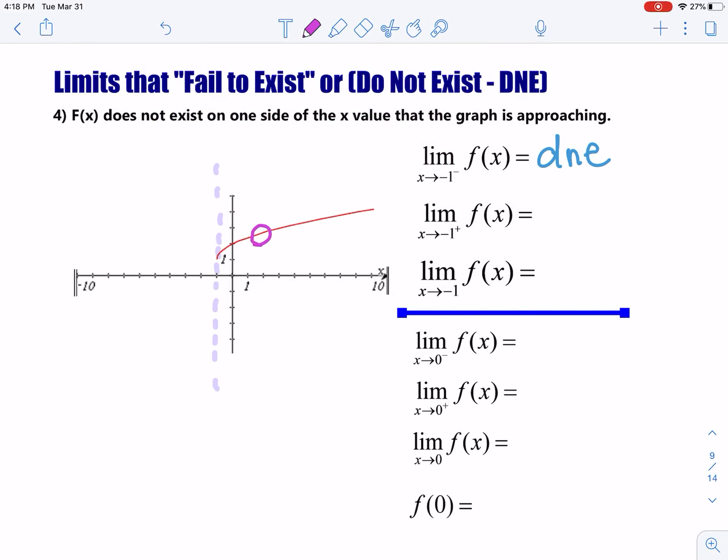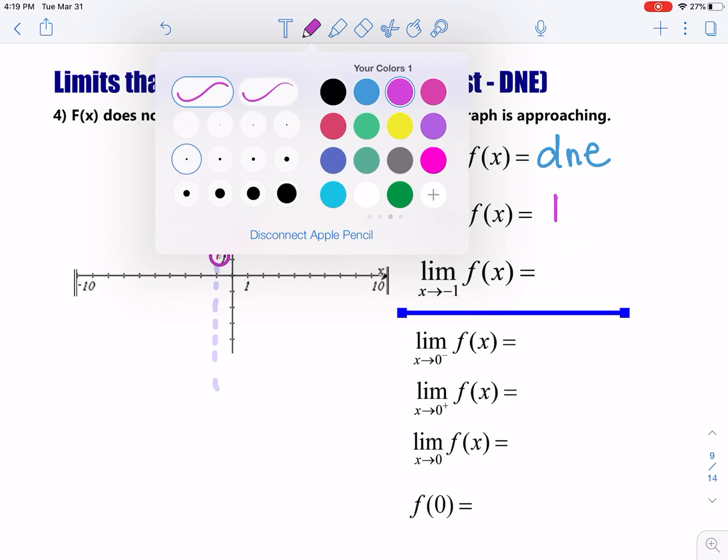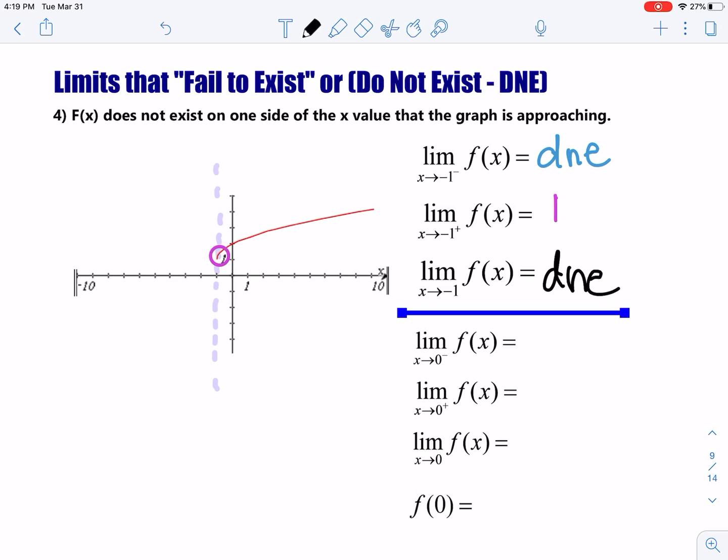So I'm going to grab onto the function somewhere to the right of that wall. And as I approach, can you tell what my y's are approaching? Yeah, my y's are approaching +1. But since the left-hand limit failed, the full limit is going to automatically fail. All right, let's take a look at the questions on the bottom. What I'd like for you to do is actually pause the screen and try those questions on your own. All right, let's see how you did.